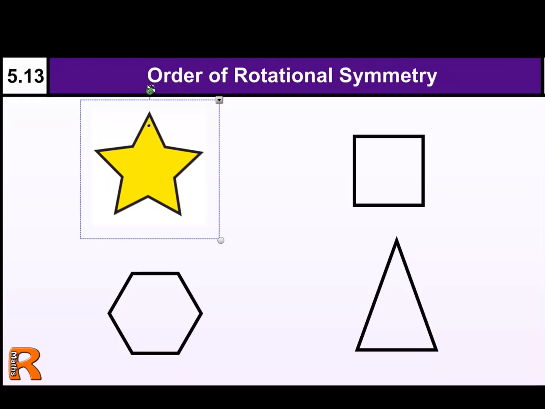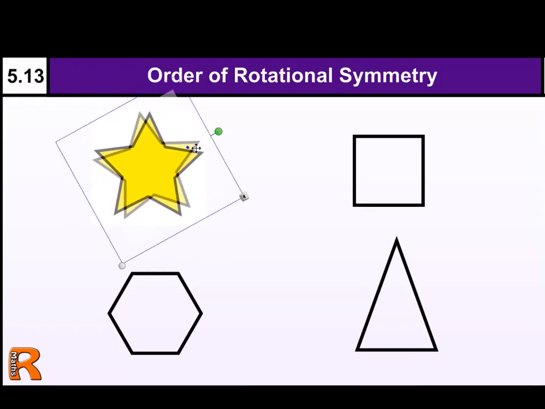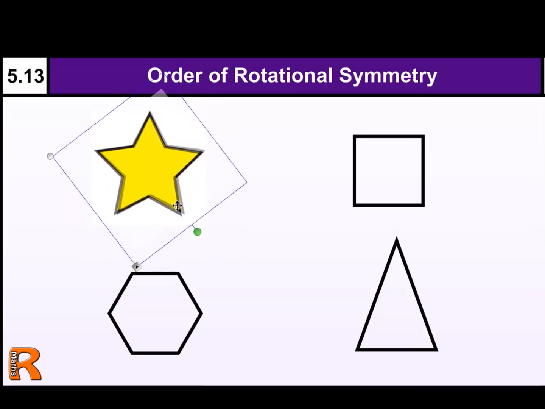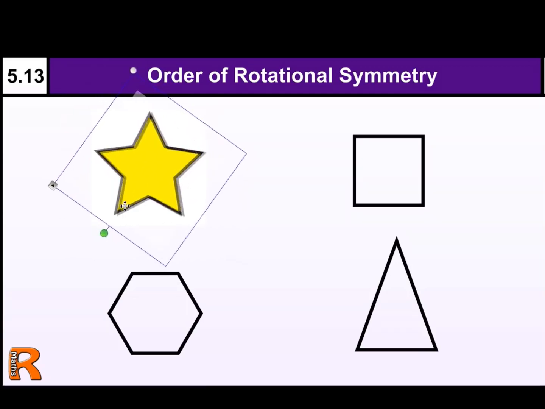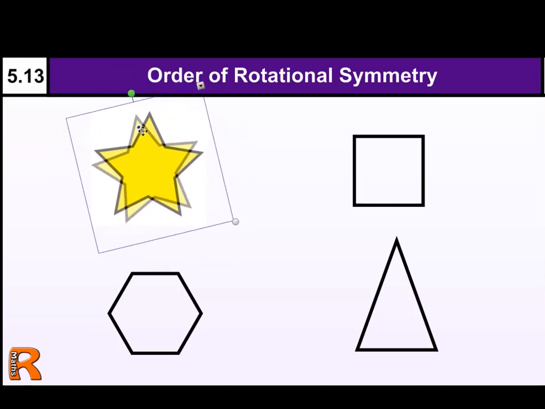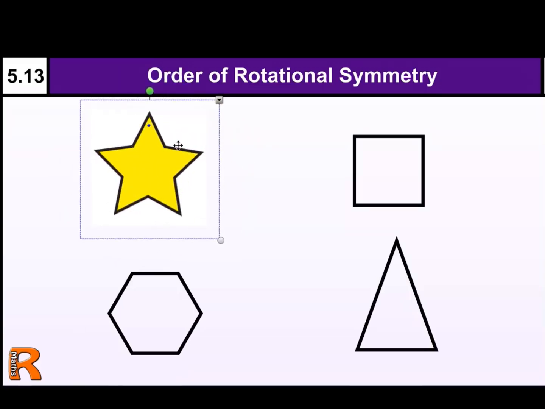it. So if I turn it around, there it fits once, twice, 3 times. It's not perfect because it's not rotating perfectly, but it's good enough. 4, and back to the top 5 times. So if all the sides are the same, all the angles are the same, it's a regular shape, then it will just fit on top of itself however many pointy bits it's got. So this is order 5 for rotational symmetry. Okay, let's have a look at some other shapes.